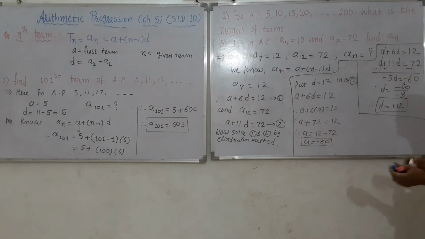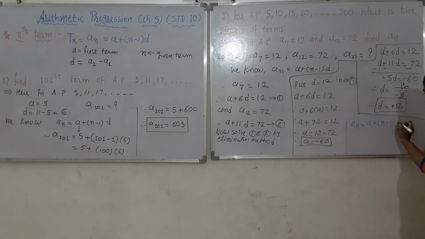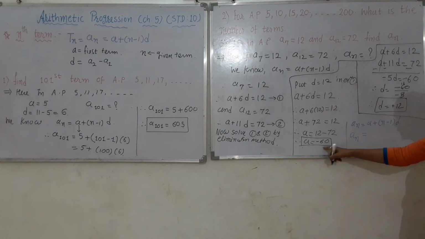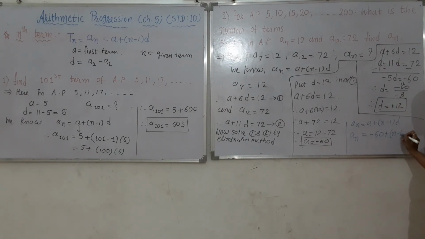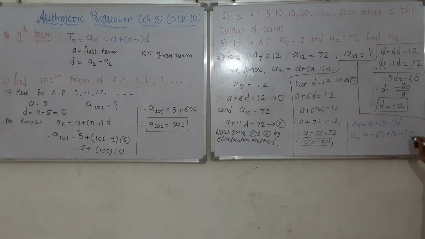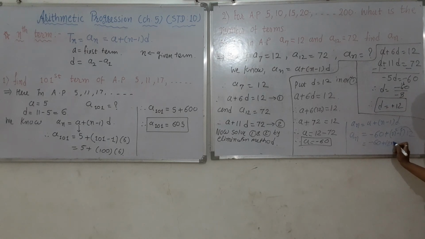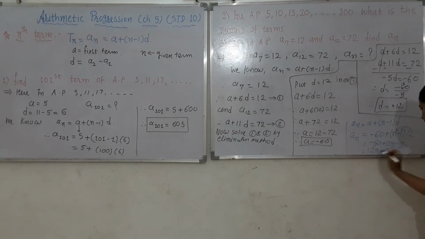Now what do you want to find in this question? You want to find AN. So what is your AN formula? A plus n minus 1 into D. So your AN becomes, instead of A, you put its value, minus 60, plus n minus 1 as it is, and instead of D you write 12. Multiply this 12 inside, minus 60 plus 12n and minus 12. Minus 60 minus 12 becomes minus 72. So your AN becomes 12n minus 72. So this is your answer for AN.